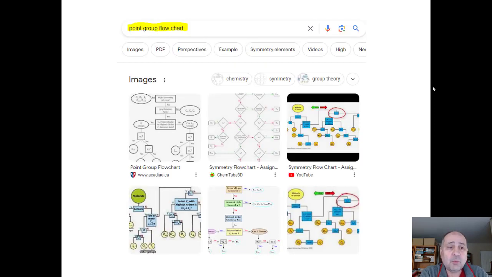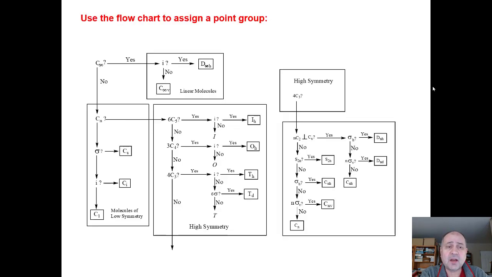So if you Google point group flowchart, you're going to come across a whole bunch of different ways that these are assembled and portrayed, and your textbook may have one, but the bottom line is that they all are very similar. They're just arranged differently or have color codings, but they all follow the same idea and the same pattern. So the one that I've chosen to use is pretty simple. It comes from the textbook that I used when I was an undergrad, so it's simple for me to use.